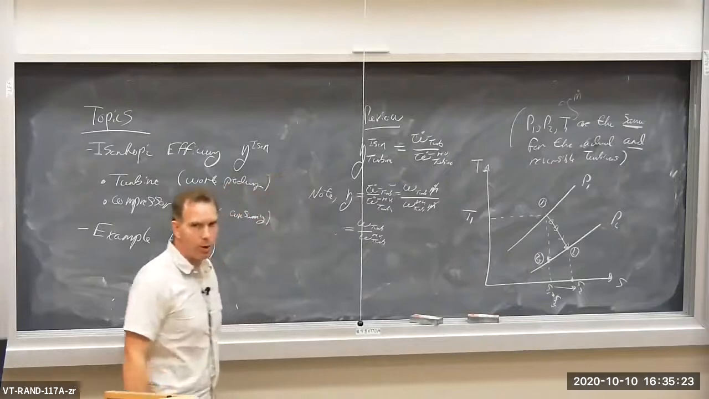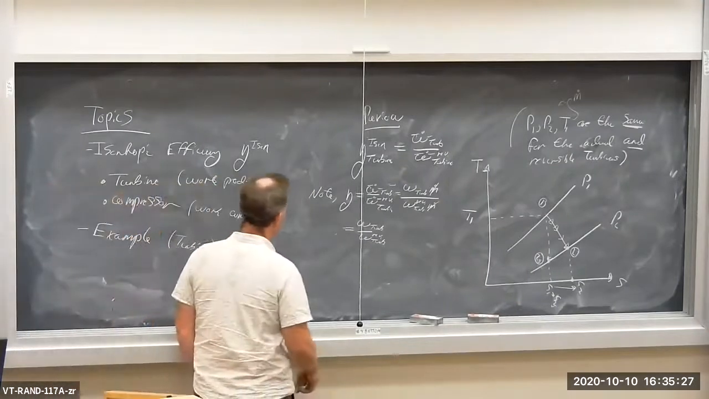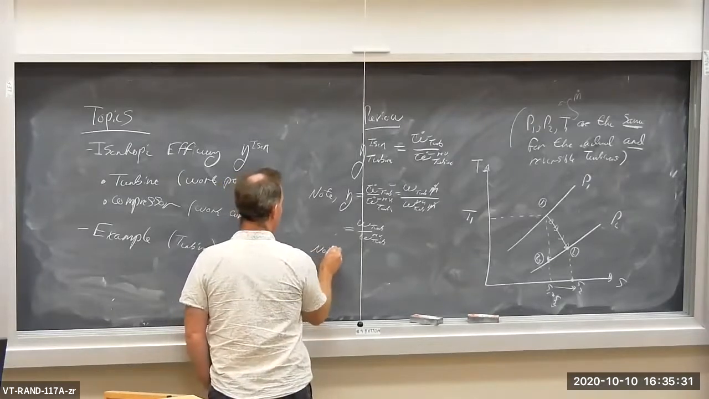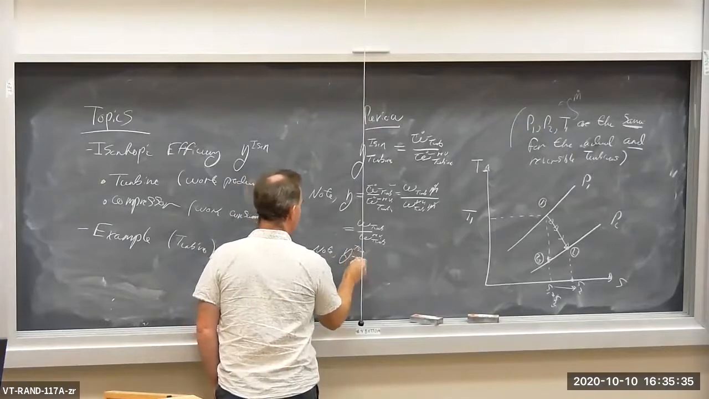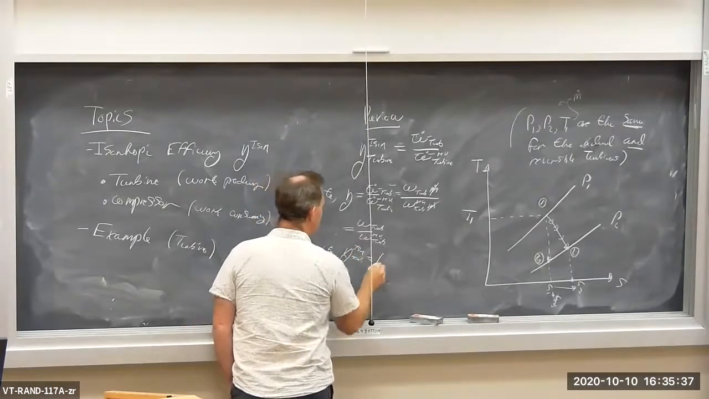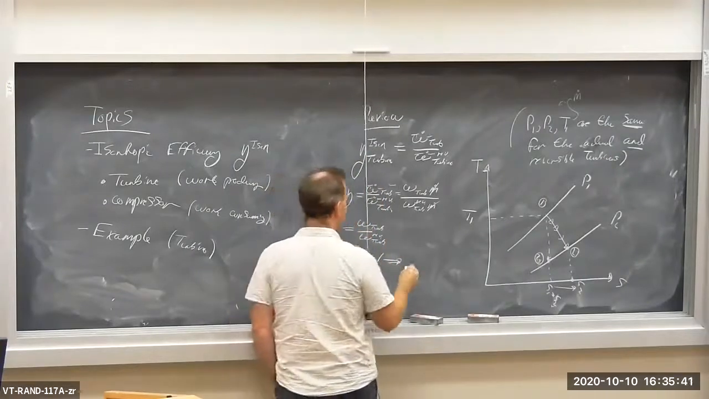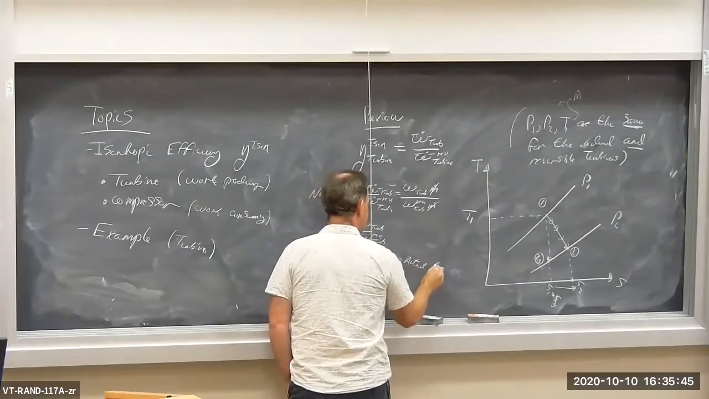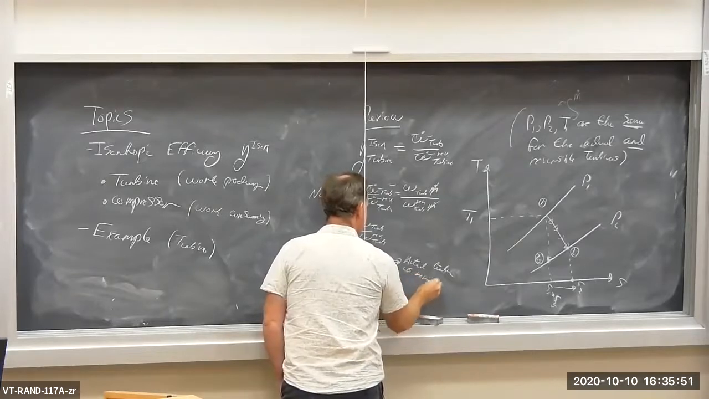Okay, that's if I don't know what the m dot is, okay? Needless to say, another note: if eta isentropic turbine equals 1, then the actual turbine is a reversible turbine.